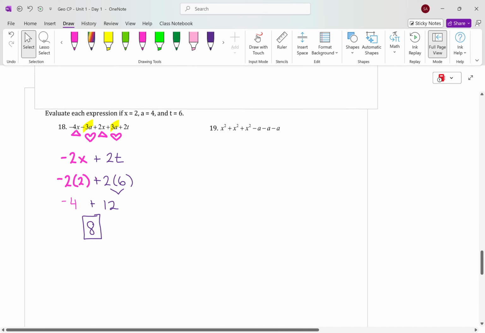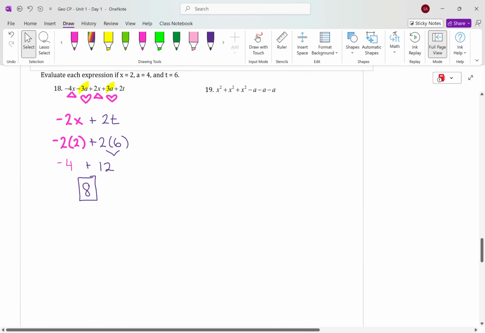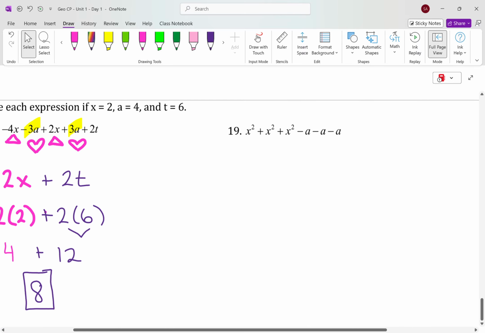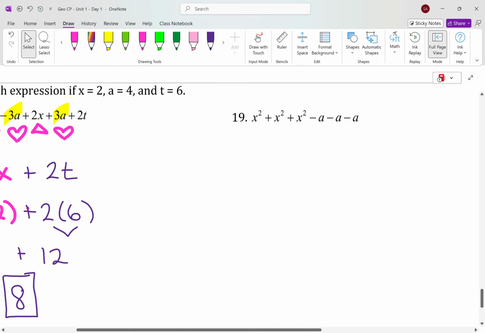All right, I want you guys to try number 19, and then we will be done for the day learning. So I would recommend simplify first. Before you sub in your numbers, just raise your hand so I can check your simplification before you go to the next phase and then mess it up.